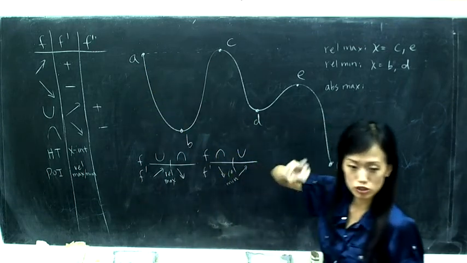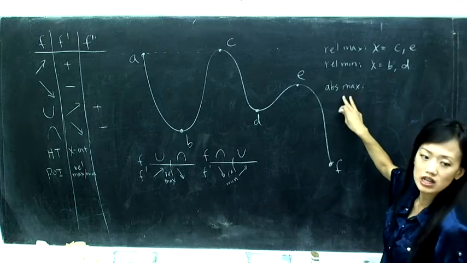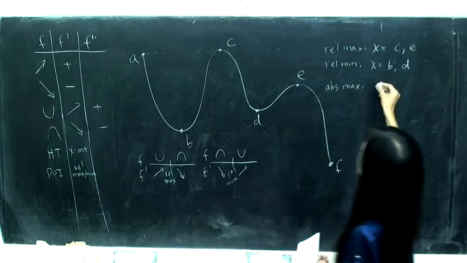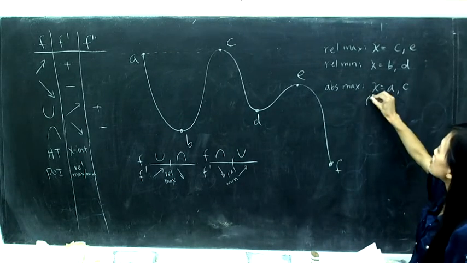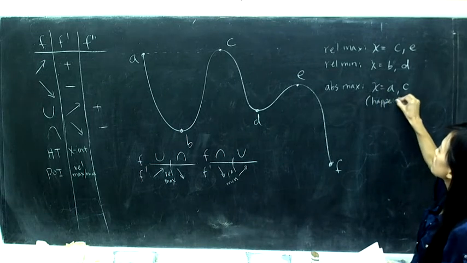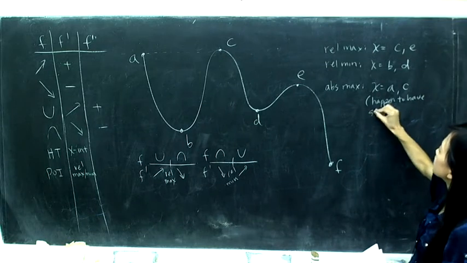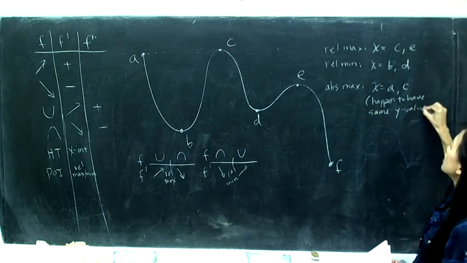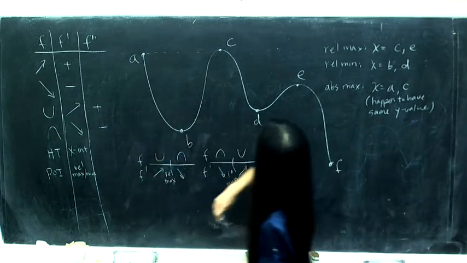Is it possible to have two absolute maximum locations? Yes. If the two y values are the same, it's possible that you can have absolute maximums located at both A and C, right? They happen to have the same maximum y value. In this case, you could, okay? If I had A be a little higher, then A would be the absolute maximum.